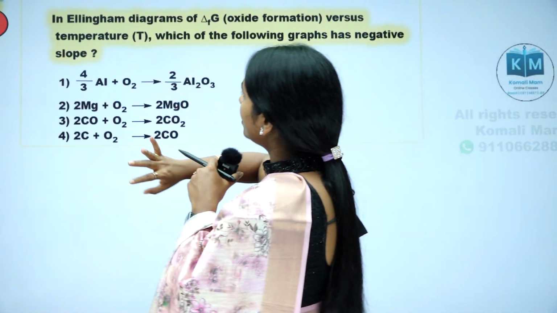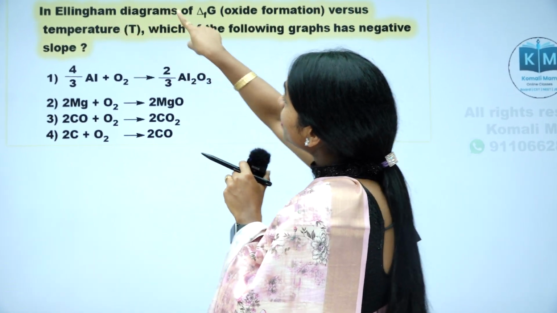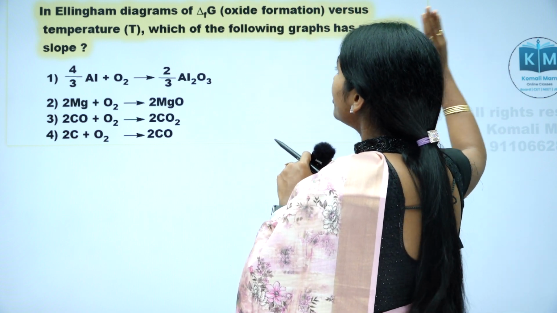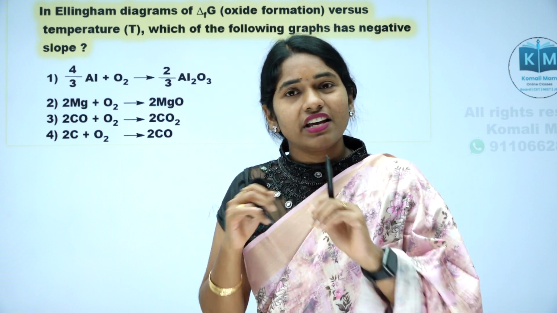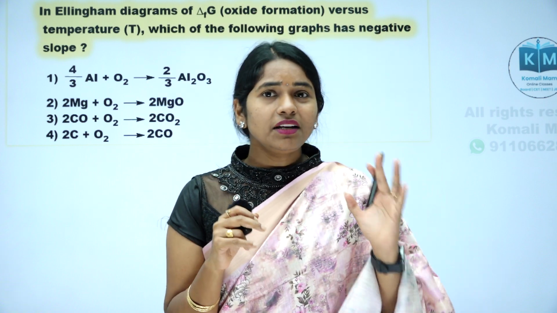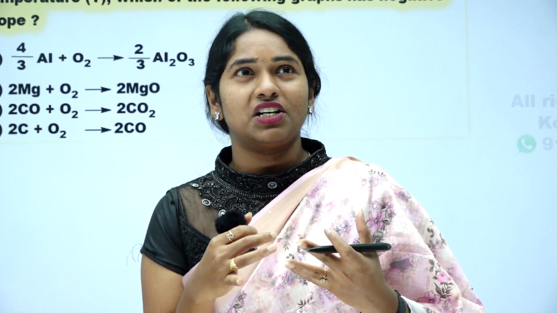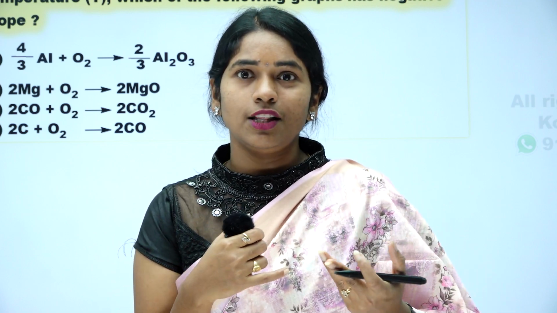See, next question you will answer. Okay, this is another question. Let us see. In Ellingham diagrams of delta G versus temperature, which of the following graphs has negative slope? See, chemistry is very, very easy. If you have a right mentor to teach and guide you, you will understand every awesome subject it is. You will love to solve the questions once you understand the concept.